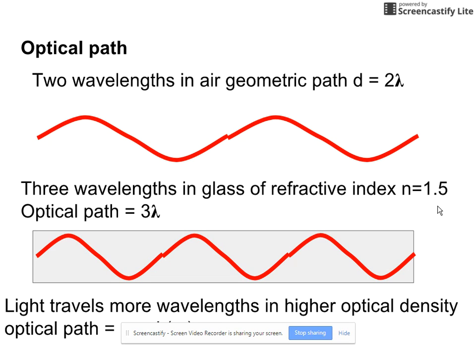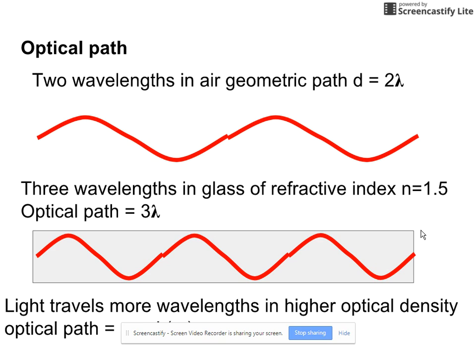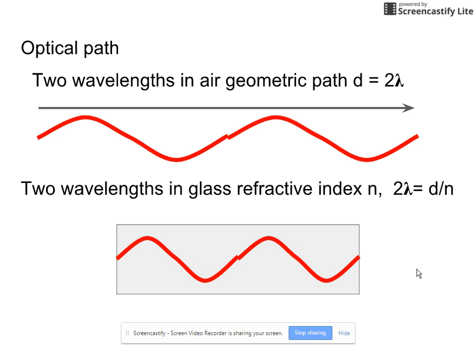So if you've got two wavelengths in air, the geometric path may be 2 wavelengths, whereas if you've got something going through that distance with refractive index 1.5, then you've got 3 wavelengths. It's been compressed together. So if you want to pop this in, in fact, no, we'll go back to just in your notes there about optical path. There. Okay, so those two diagrams there.